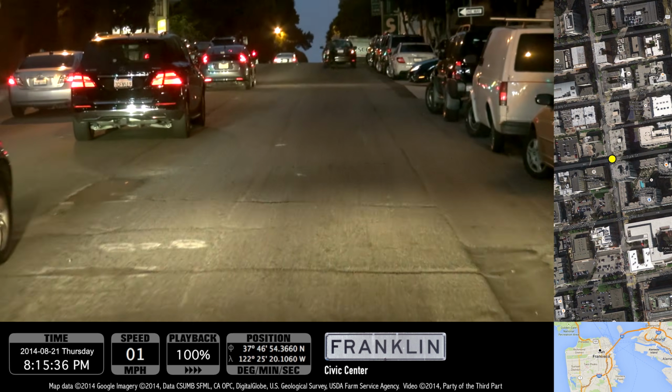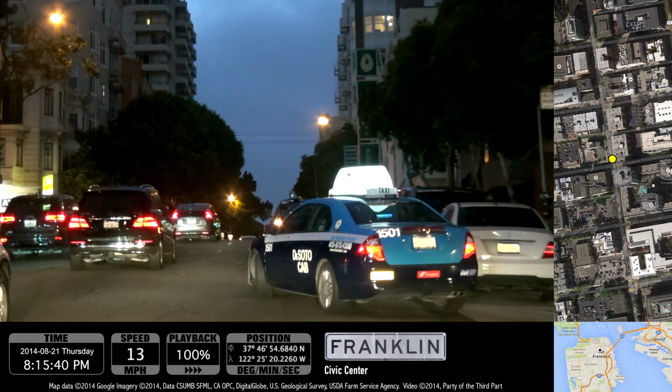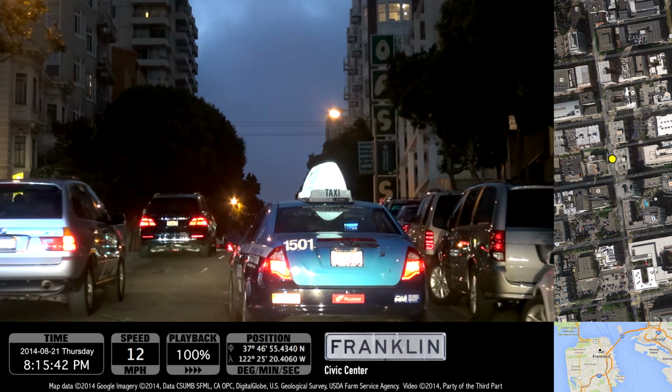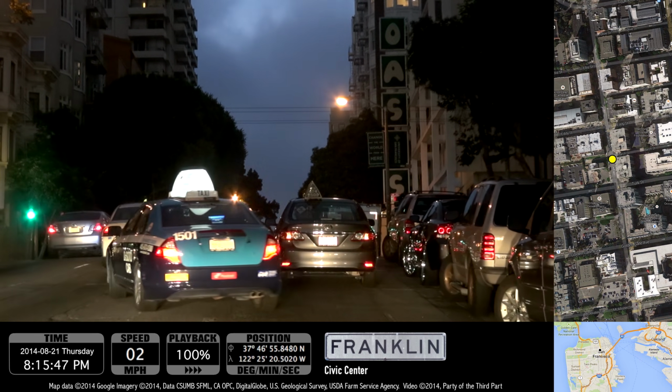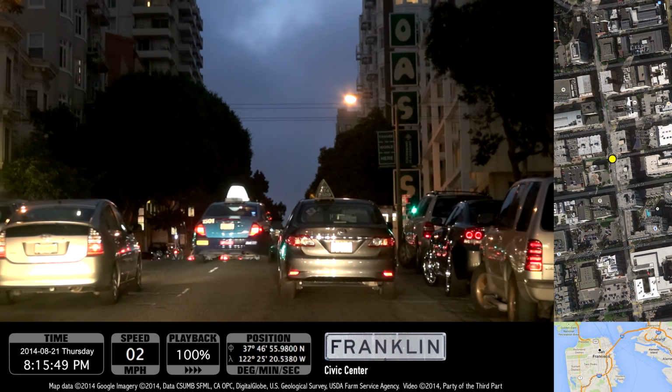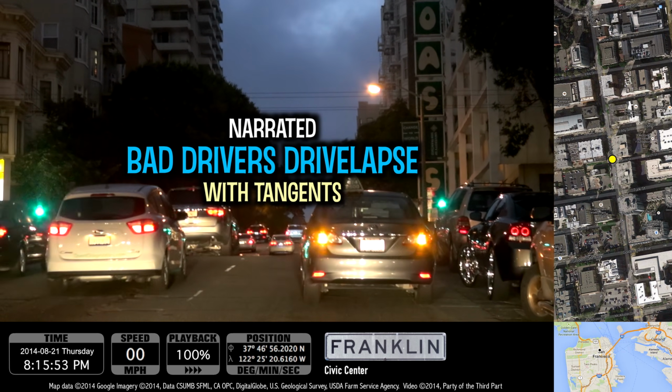So yes, I could understand panicking if you get something caught under your car, but this whole thing was precipitated by him running the red light in the first place. So anyway, there's another item for the Bad Driver compilation, which this drive lapse was not supposed to be, but it did happen to capture quite a few, myself included.